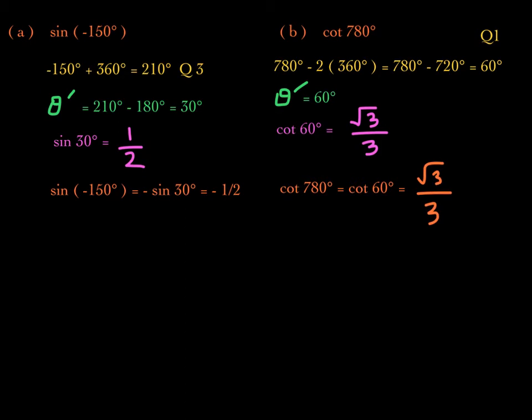All right, cotangent of 780 degrees is going to be the exact same thing as cotangent of 60 degrees, which is root 3 over 3. Now notice that I do not have that negative sign right here like I did in the previous problem, and that's because this angle they gave us was in quadrant 3, whereas this angle is in quadrant 1. You just got to be careful with the signs.